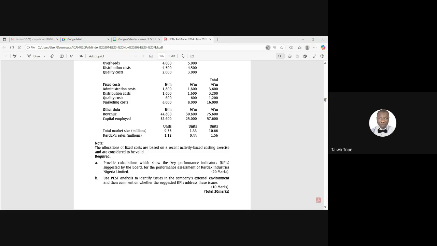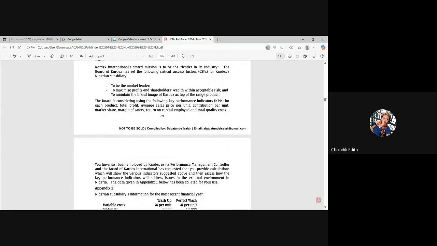So the next thing is this. Let's look at the next thing. What is the next performance indicator? Margin of safety. They put different things together in this question as a measure of performance, so it's testing your understanding of different aspects of the topics.